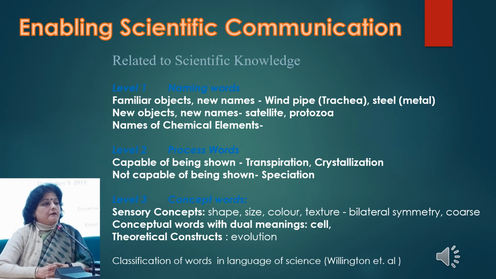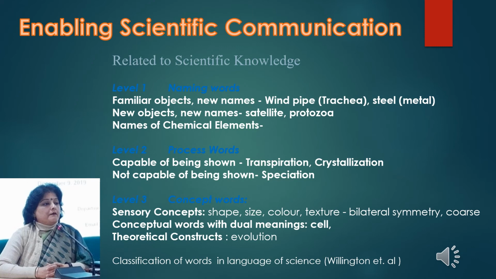The other category within it is new objects and new names. Sometimes the objects are also new and the names are also new. For example, satellite or protozoa, these are names which may be new to the learner as an object as well as its name. Similarly, names of chemical elements. We know they all exist in the formal body of knowledge and therefore they may be new to the learner.